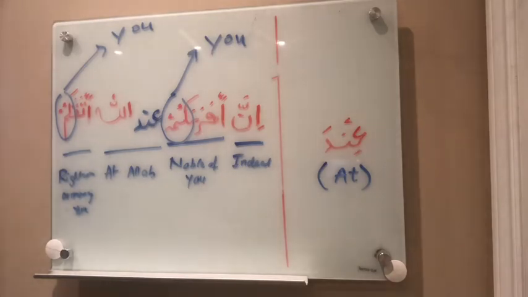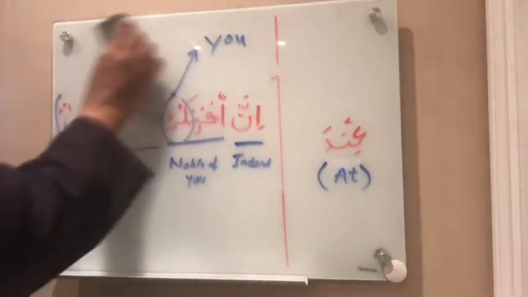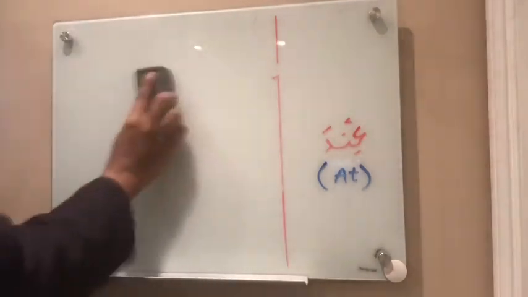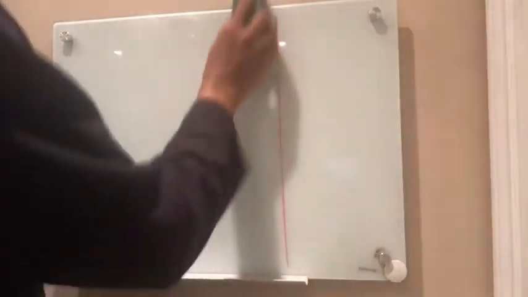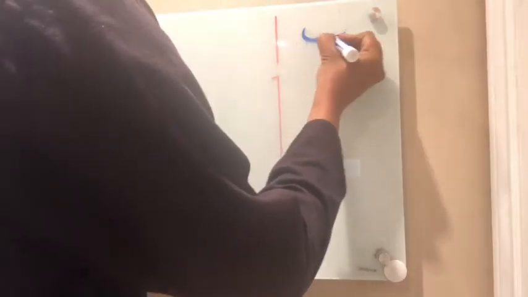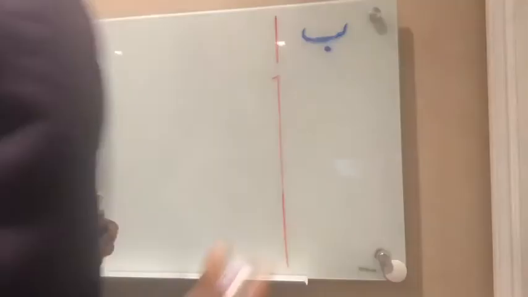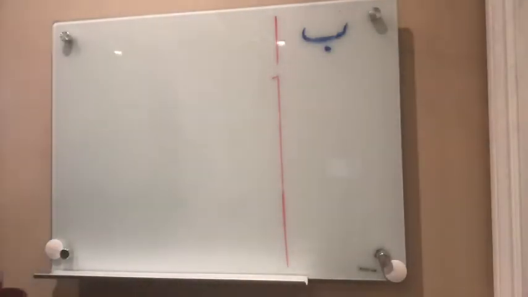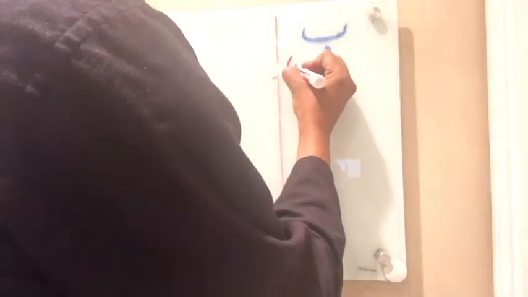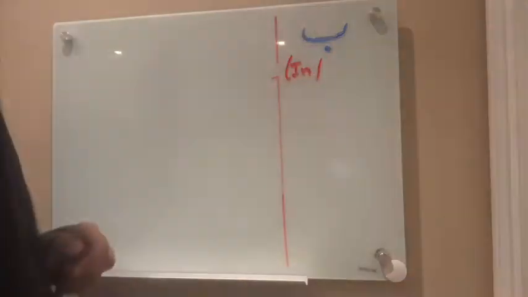So we have covered two, lam and inda. Let's do one more, and that one is a very easy one. We use it every day, but it's a very interesting one. It is the letter ba. Just the letter ba. It's used very frequently in the Quran. We'll give you some examples, and then we'll start to understand and grasp the concept.